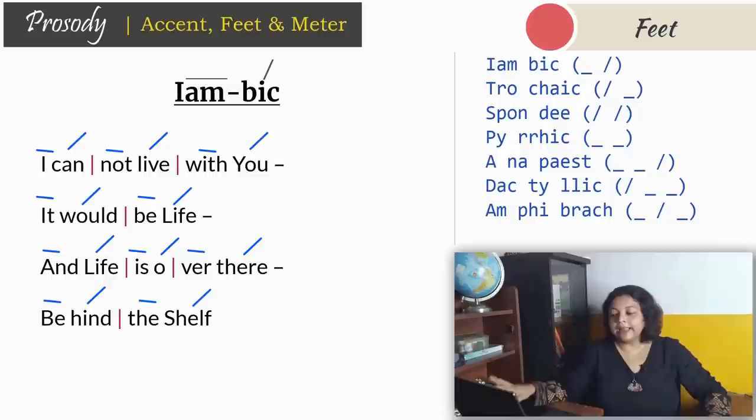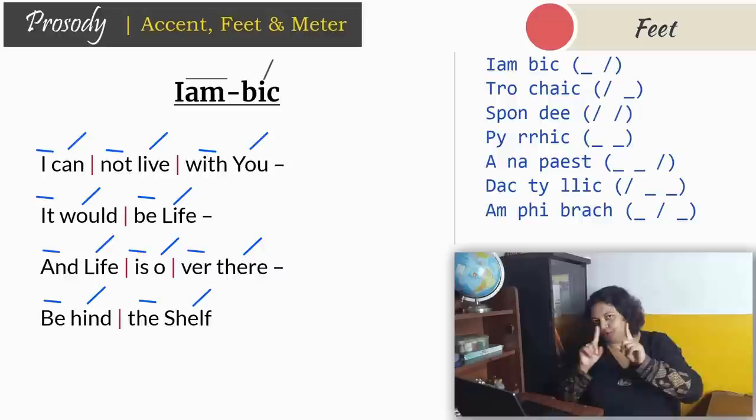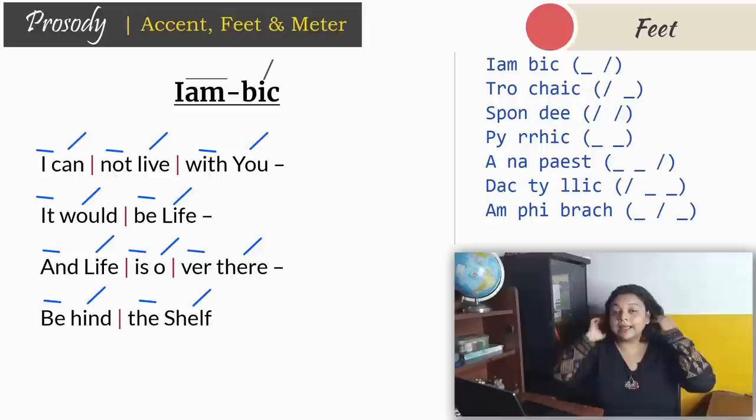How many feet are there in the first line? 3 feet. "I cannot live with you." So 3 feet. Second line, it would be "life." 2 feet. So the first line is iambic trimeter.